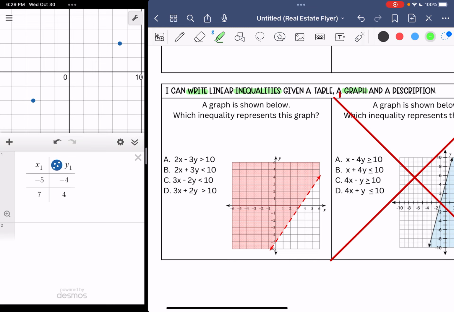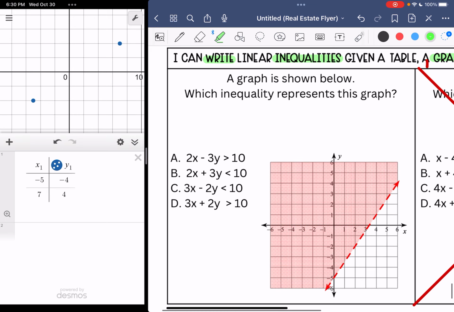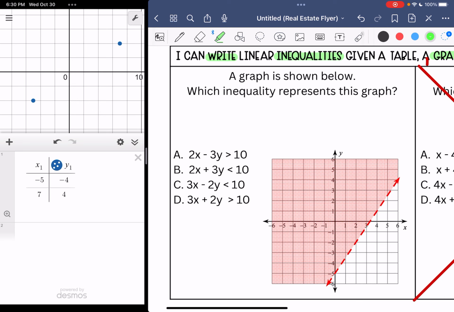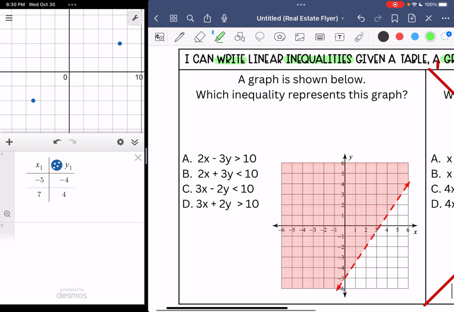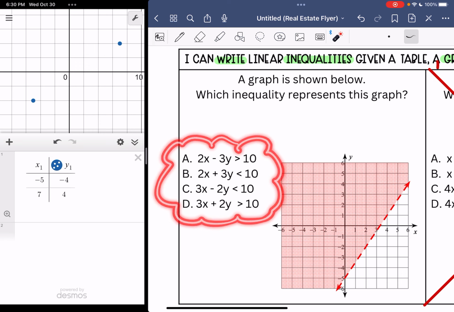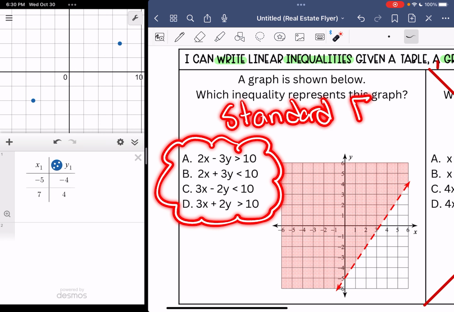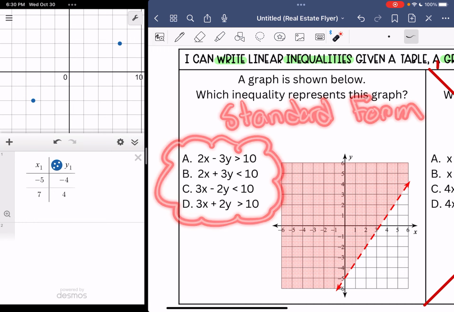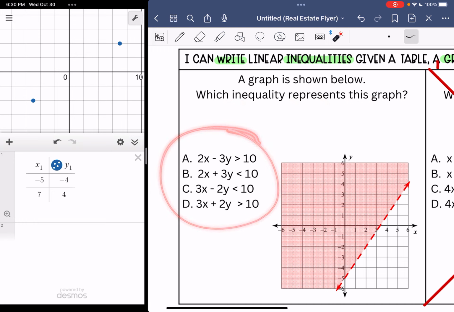I can write linear inequalities given a table, a graph, and a description. A graph is shown. Which inequality represents this graph? Something to notice is all of these equations are in standard form. All of these equations have to be solved for Y first.